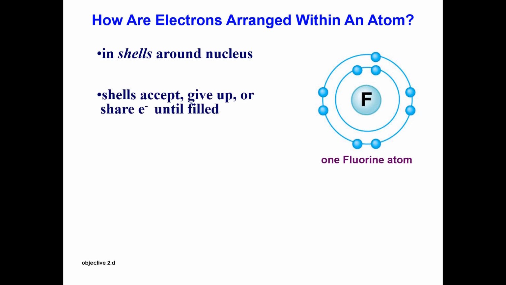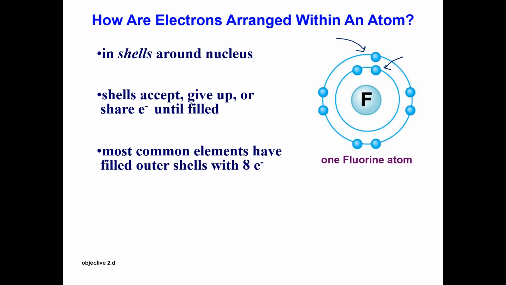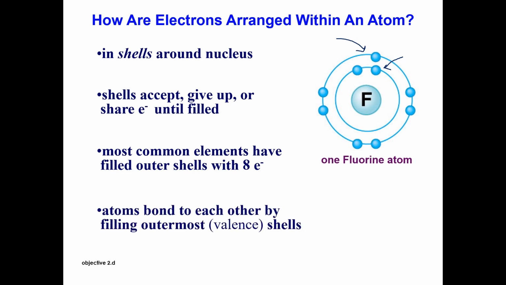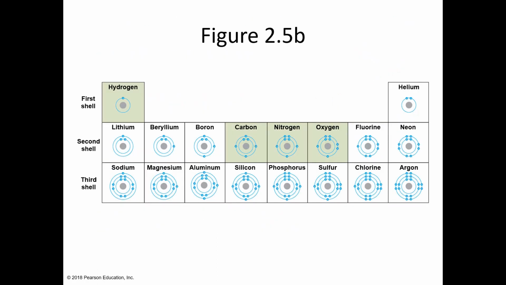Notice that the inner shell only contains 2 electrons for this fluorine atom, but the outer shell contains 7. Most common elements have filled outer shells with 8 electrons. This means that fluorine's shell is not filled. Atoms bond to each other by filling the outermost or valence shells. So the number of electrons required to fill the shell is related to the number of bonds that an atom can form.